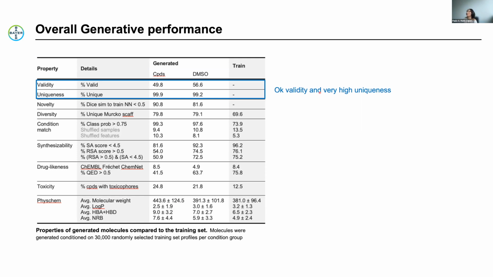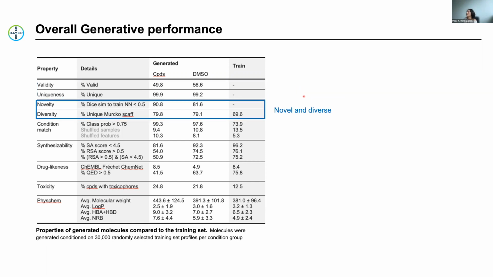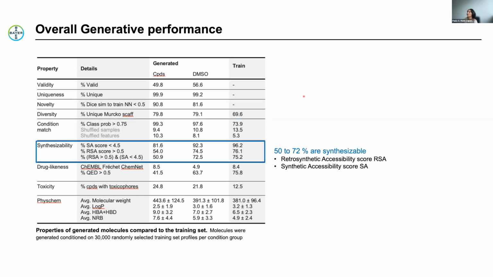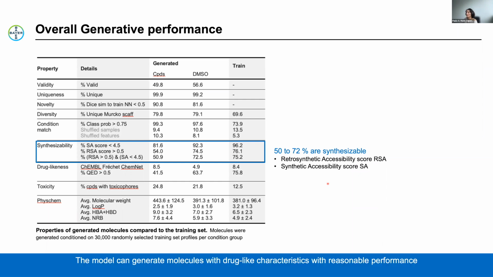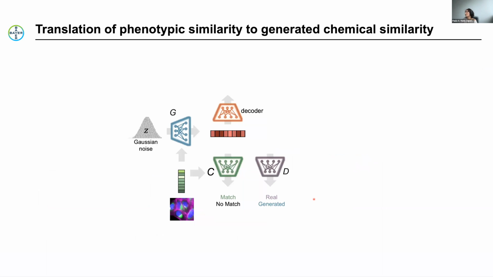But in compensation, we have a very high uniqueness of the molecules, 99% uniqueness. We also see that the molecules are novel and diverse, and even though we didn't account for synthesizability while training the model, 50 to 70% are synthesizable, judging from two synthetic accessibility scores. The main conclusion from this table is that the model is able to generate drug-like molecules with some reasonable performance. But as I said, this is not the interesting part of the work.